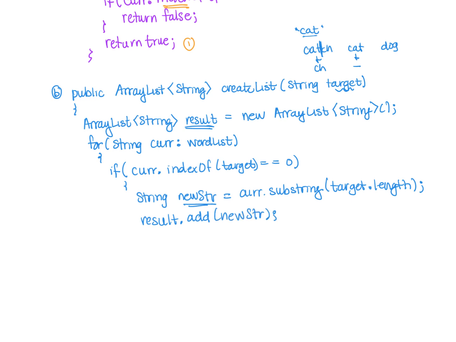You could have done that in one line. I just thought it'd be a little easier to add it second, but let's double check that it works. So here's catch. Cat we know has length 3. Catch, we're saying that we're going to start it at index 3, 0, 1, 2, and that's exactly right. We're going to start it after the target.length. And then lastly, we're just going to return the result.